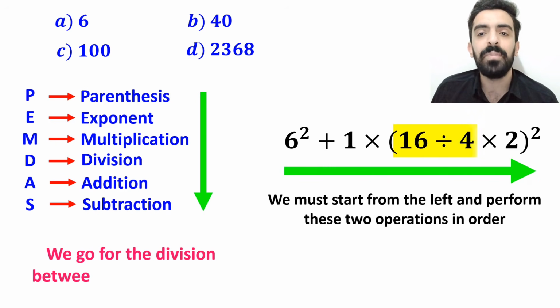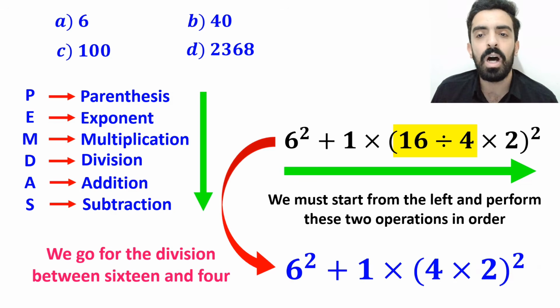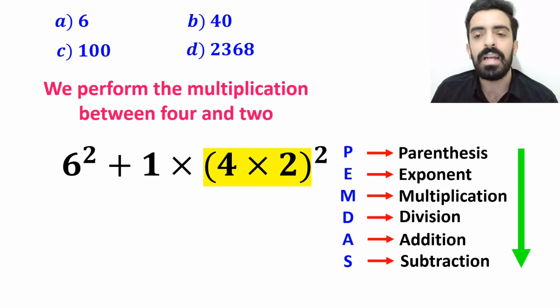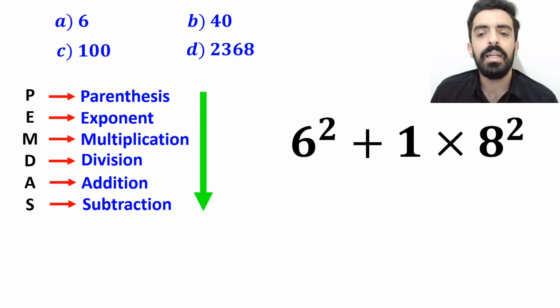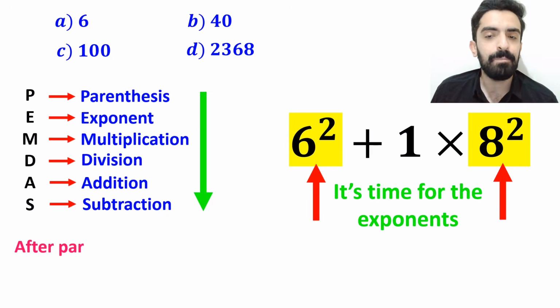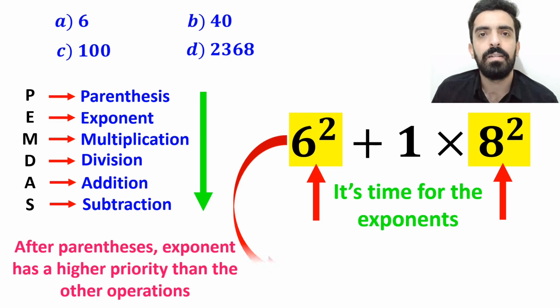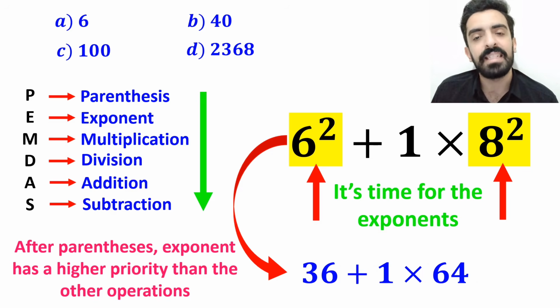So, first we go for the division between 16 and 4 and write this expression as 6 squared plus 1 multiplied by (4 times 2) all squared. In the next step, we perform the multiplication between 4 and 2 and this simplifies to 6 squared plus 1 multiplied by 8 squared. Now, it's time for the exponents because after parentheses, exponent has a higher priority than the other operations. So, we rewrite this expression as 36 plus 1 multiplied by 64.